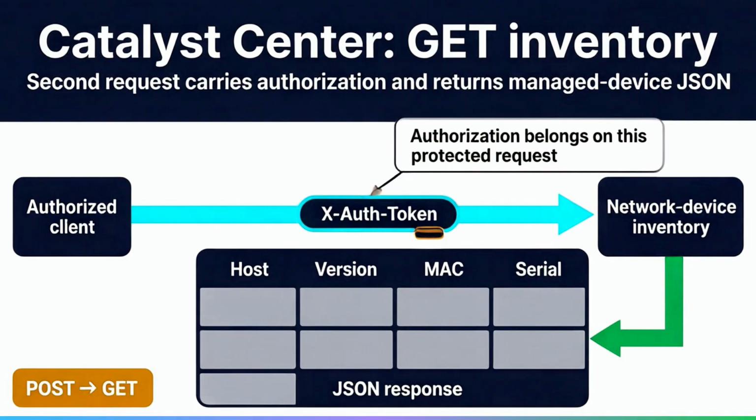Now replay the inventory problem safely with Cisco Catalyst Center's documented sandbox workflow. First, send a POST request to the token endpoint using basic authentication, supplied only through a secure client or environment. A successful 200 OK response returns an access token. Do not display, save, or narrate the token. Treat it like a temporary key. Then send a GET request to the network device inventory endpoint. Include the returned token in the documented authentication header.